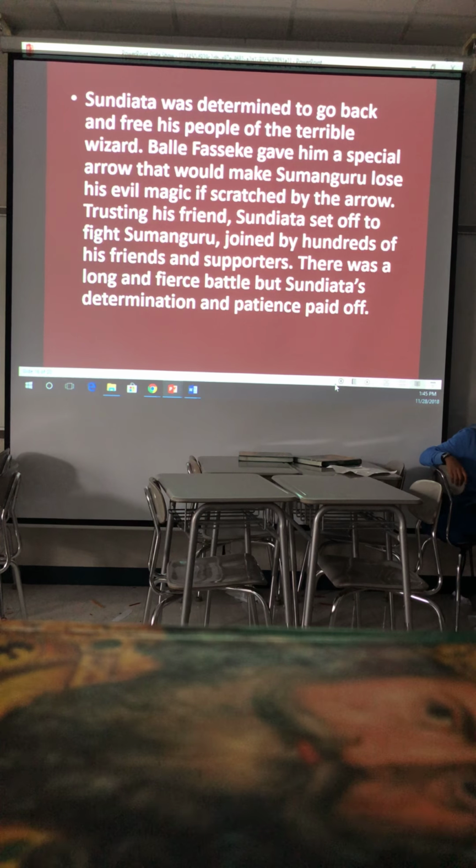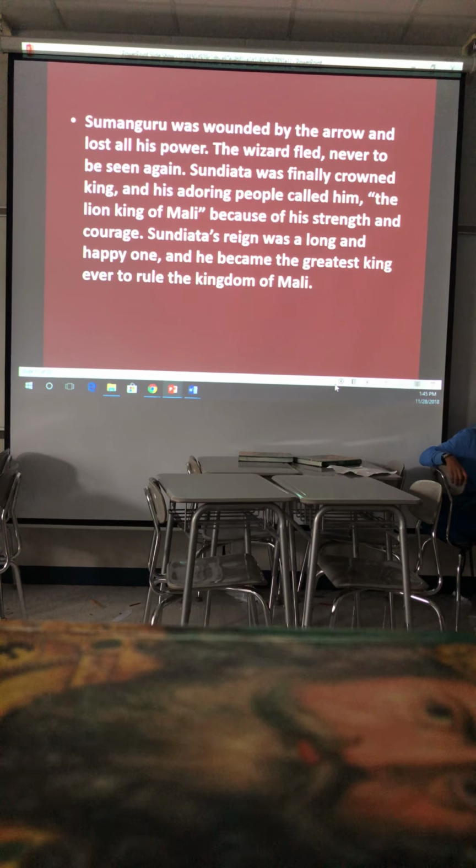Trusting his own friends, Sundiata set off to fight Sungamaru, joined by hundreds of his friends and supporters. There was a long and fierce battle, but Sundiata's determination and patience paid off. Sungamaru was wounded by the arrow and lost all of his power. The wizard fled, never to be seen again. Sundiata was finally crowned king, and his adoring people called him the lion king of Mali, because of his strength and courage. Sundiata's reign was a long and happy one, and he became the greatest king to ever rule the kingdom of Mali.